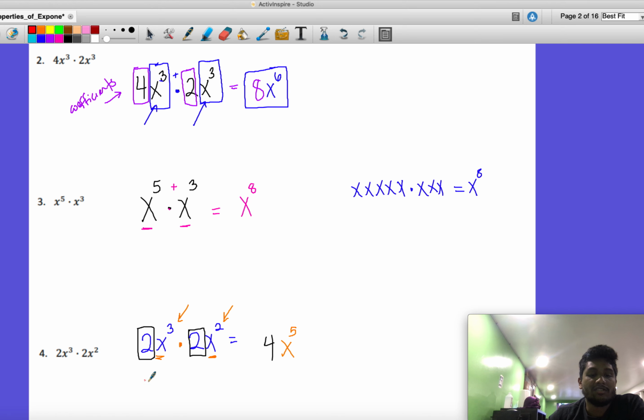And I'm actually going to show this the long way. This is the same thing as 2 times, now here's 3 x's, so x times x times x, and then the big multiplication sign, 2, and then x squared is simply x times x. So if you were to do this, 2 times 2 is 4, and here we have 1, 2, 3, 4, 5 x's. And you'll see the answer is exactly the same as what we got up there. Just a shorter way.